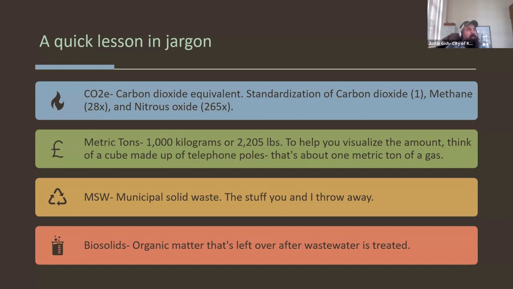I'll talk about municipal solid waste, MSW. That's just the stuff that you and I throw away. That's not construction waste or hazardous waste. It's just the stuff that people tend to use daily. And then we'll talk a little bit about biosolids. That's just the organic matter that's left over after wastewater is treated.